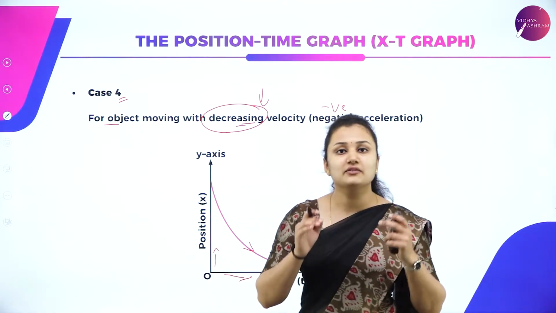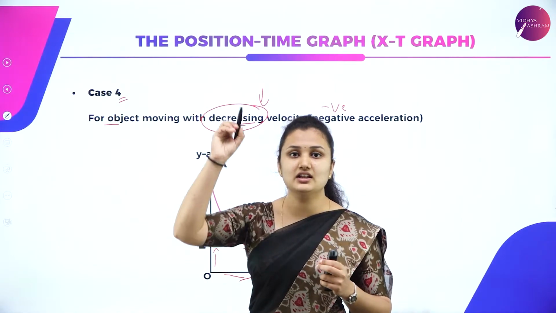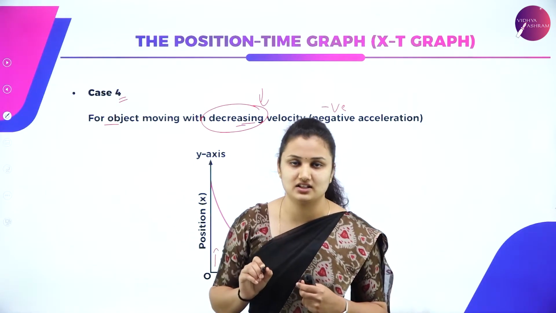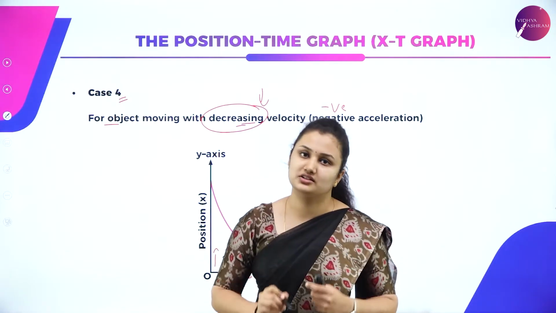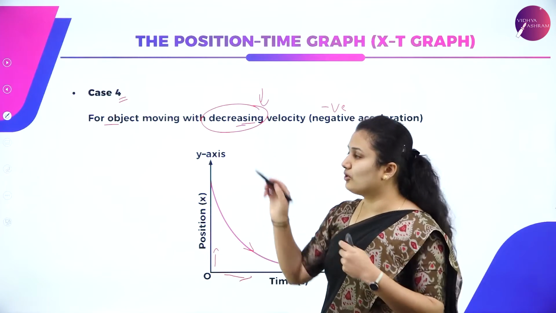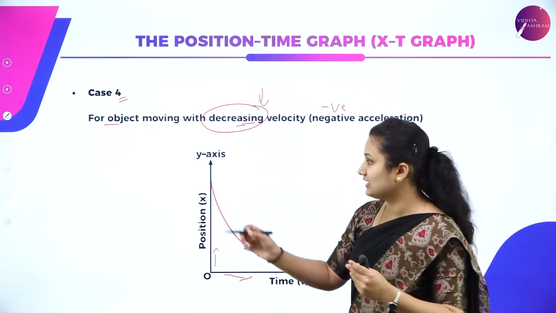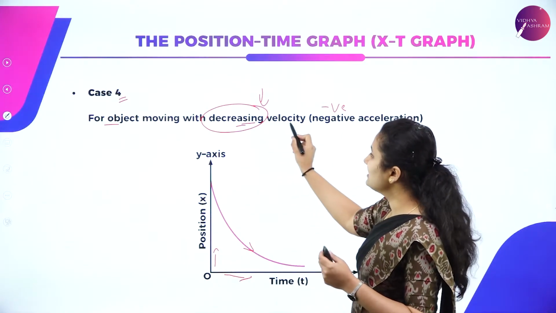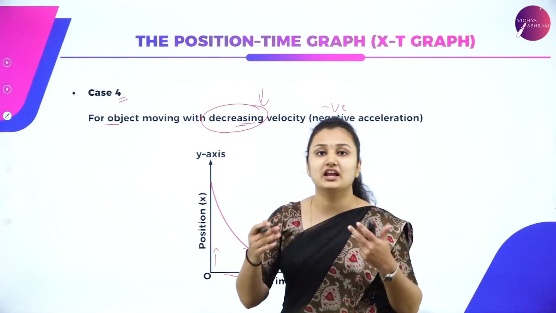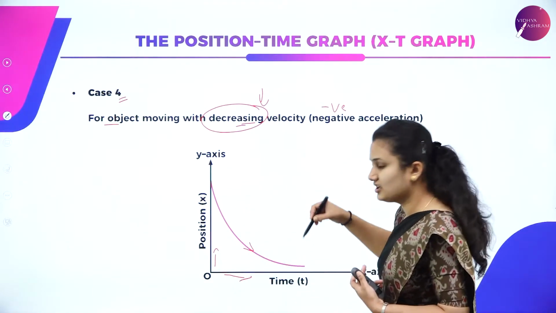In case 3, we saw the object is moving with increasing velocity. If it is increasing, it represents positive acceleration, because acceleration is change in velocity by time. Next we saw case 4, where the object is moving, even though it is moving, but with decreasing velocity. At some point here it started decreasing. So decreasing velocity means we have negative acceleration. That's why I've given an arrow which represents it is decreasing.